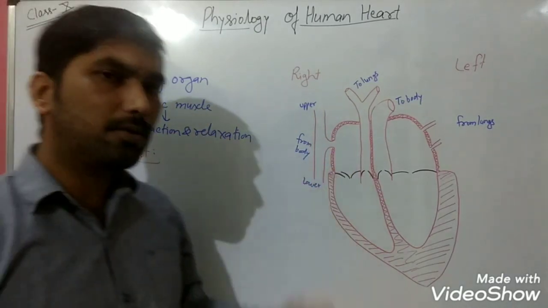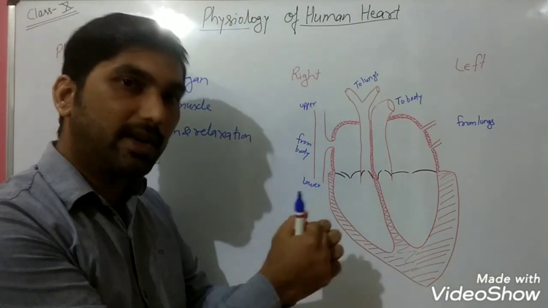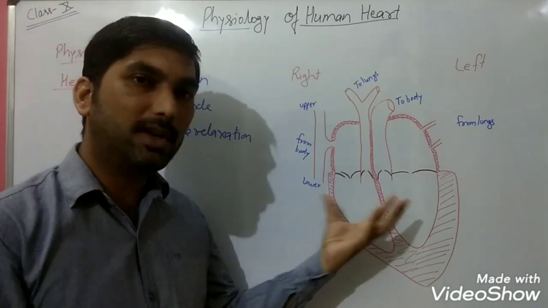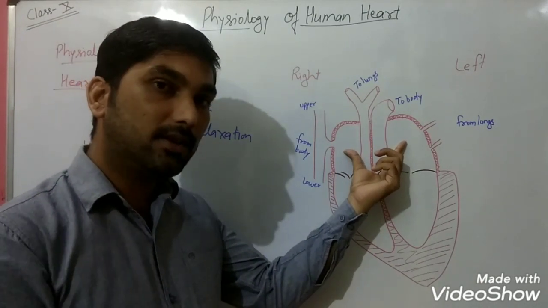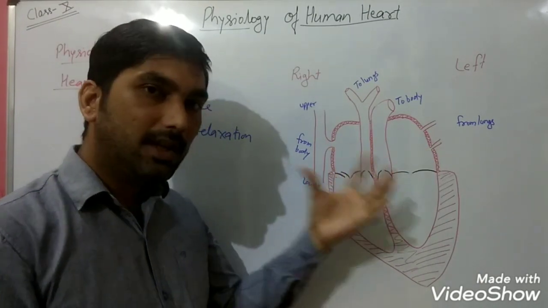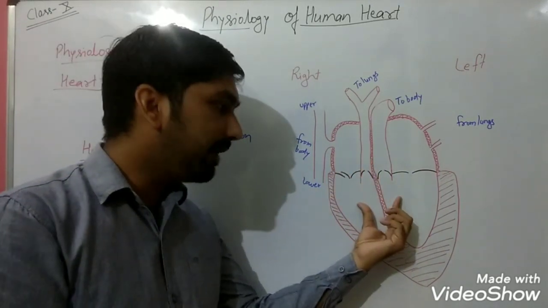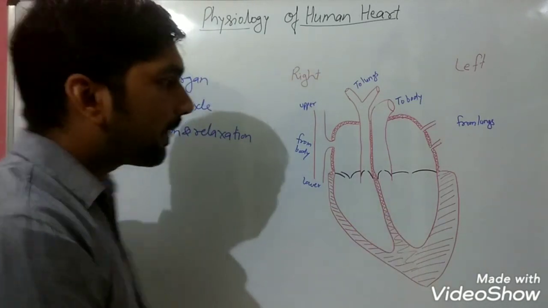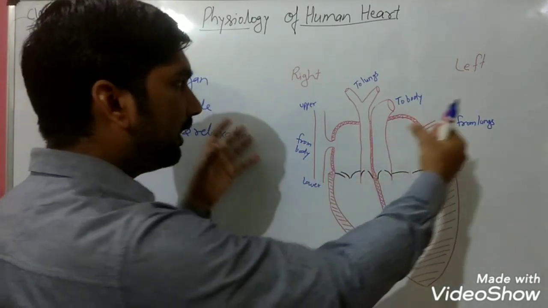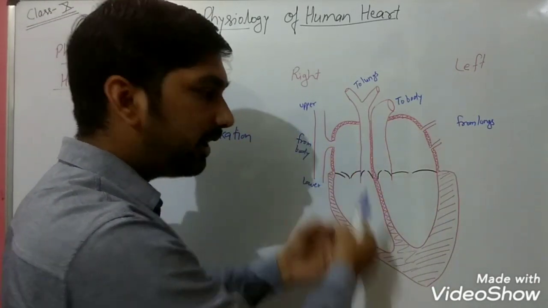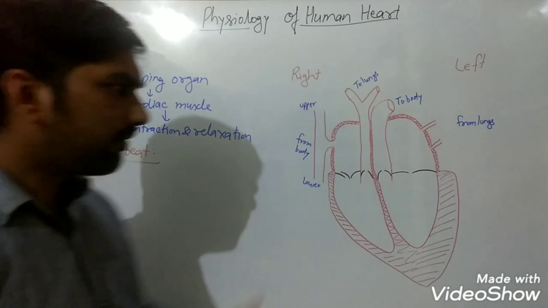So how are the chambers going to contract? Do you think that the whole heart is going to contract together, or only a few chambers will contract? Let me tell you, the upper two chambers which are named left and right atrium will contract simultaneously, meaning together, and the ventricles will contract together. When the ventricles contract, the auricles will relax, and when the auricles contract, the ventricles will relax. So what is happening here?